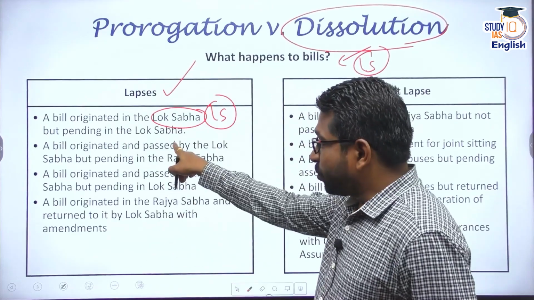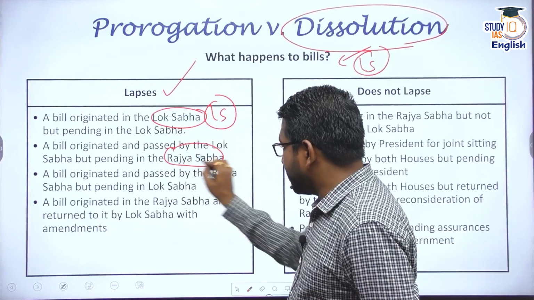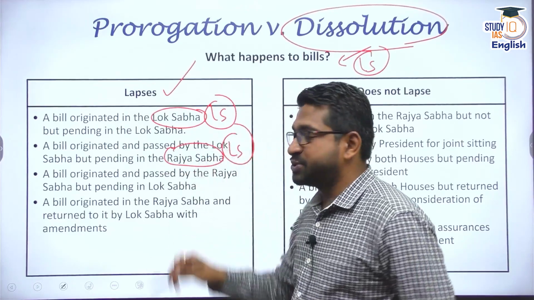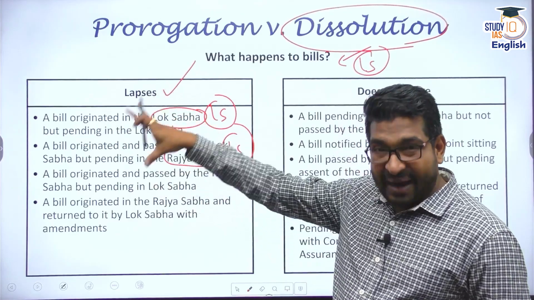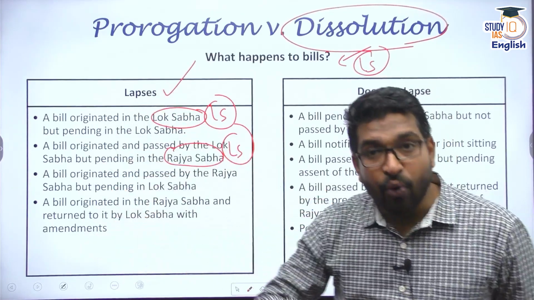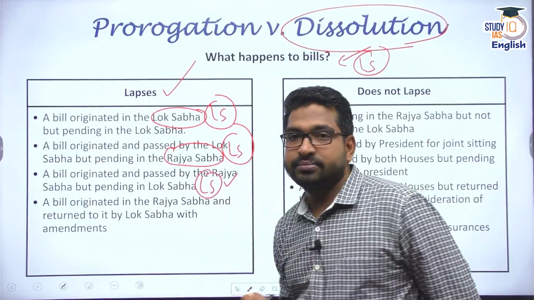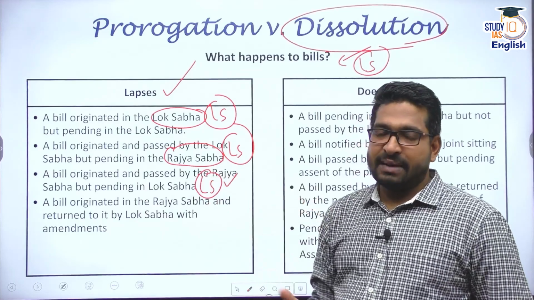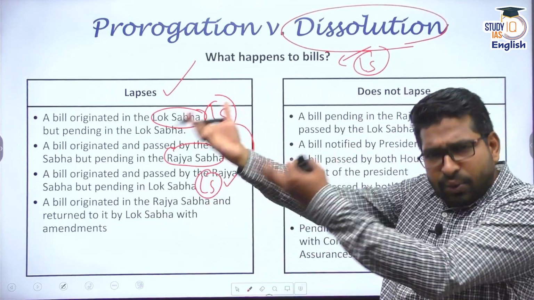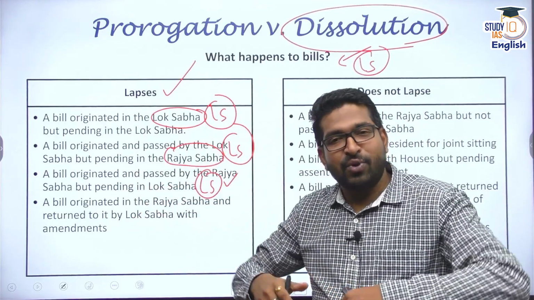A bill which originated and was passed by Lok Sabha and is now pending in Rajya Sabha also lapses. A bill which originates in Rajya Sabha and is passed by the Rajya Sabha, but is now pending in the Lok Sabha, would also lapse. Please remember, anything which touches the Lok Sabha lapses. Why? Because I want the new house, the new members of parliament, to discuss that issue. So I want a new bill itself.